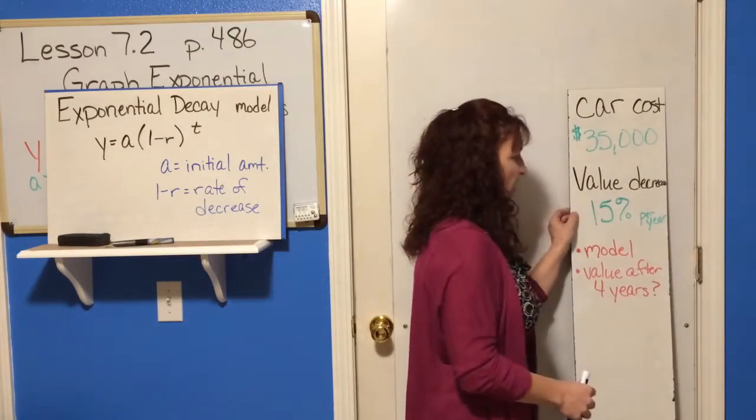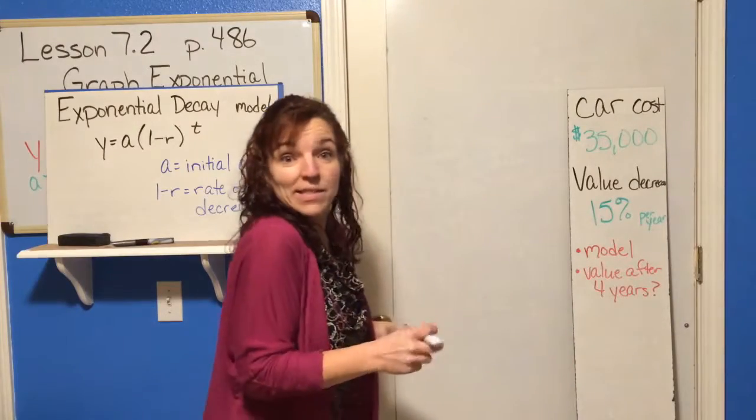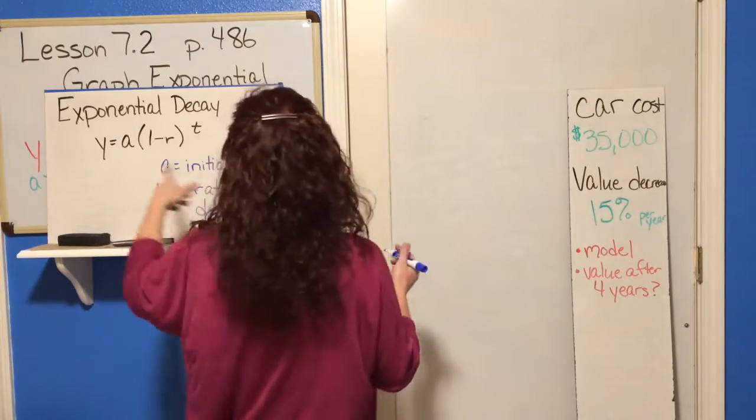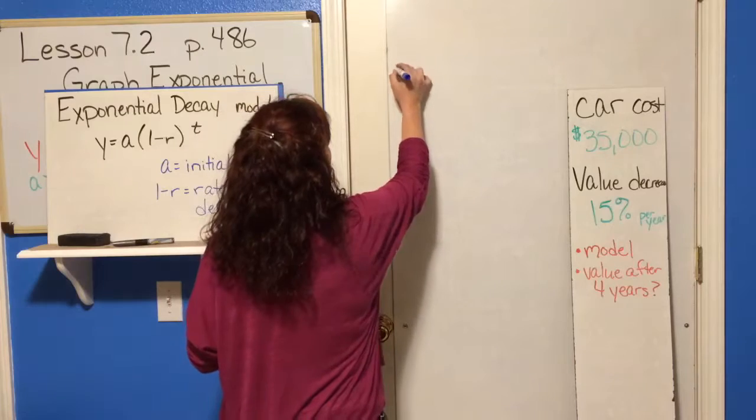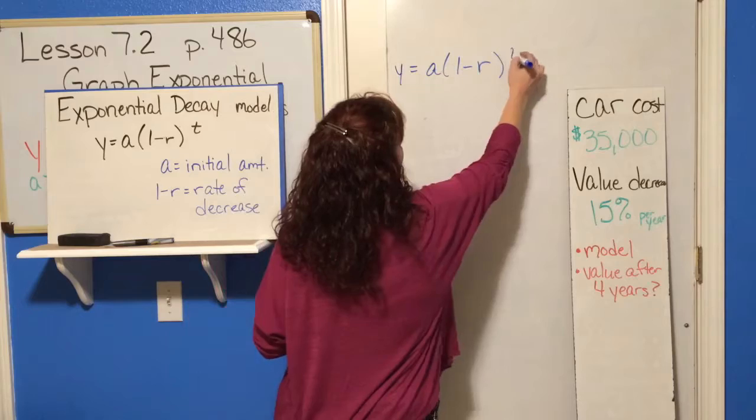This is another case of if you know that formula, you're just going to use the formula. You need to know what pieces to plug in, and then you've got it made. Here we go. So our formula is y equals a times 1 minus r to the t power.